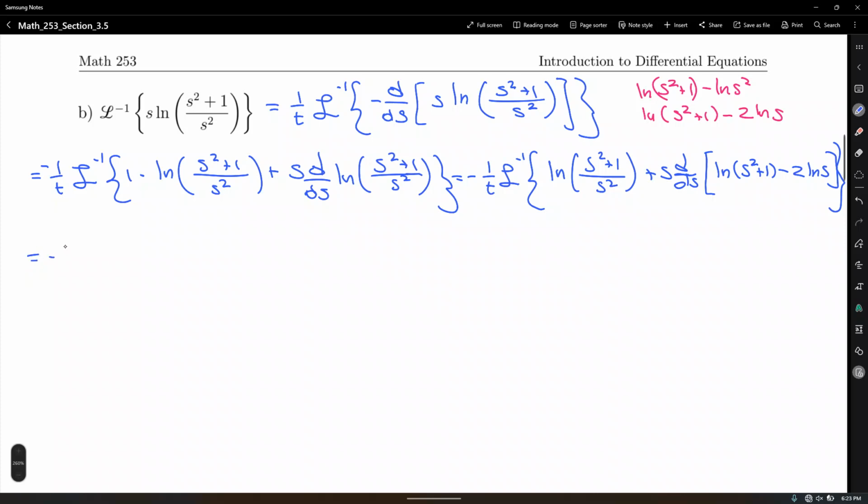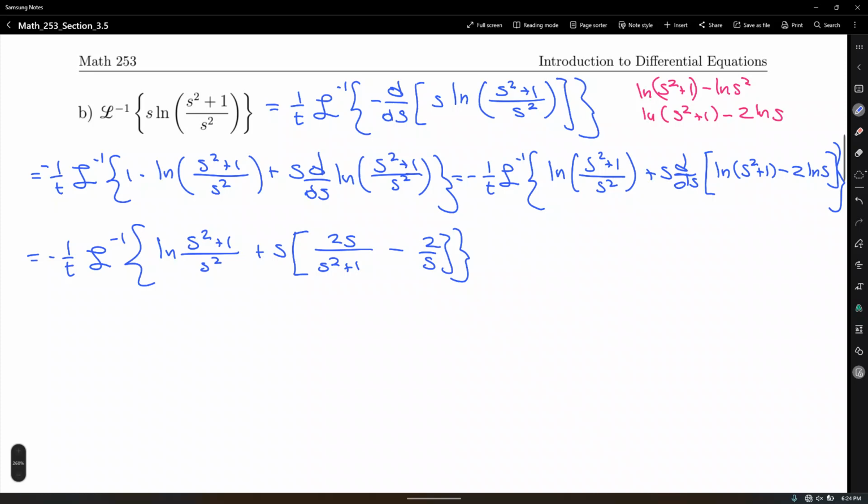Now, negative 1 over t, okay? Inverse transform of, what is that? ln of (s squared plus 1) over s squared, plus s times the derivative of this. What's the derivative? s times 2s over s squared plus 1, minus 2 over s. Okay?